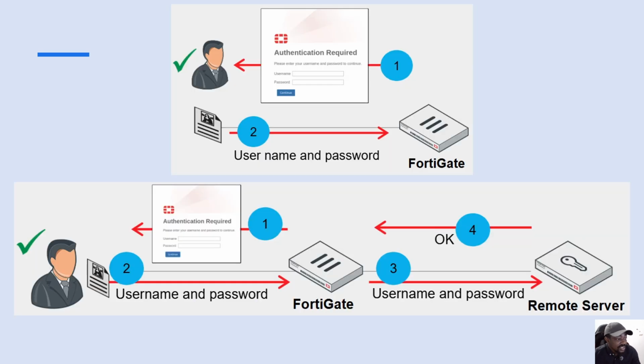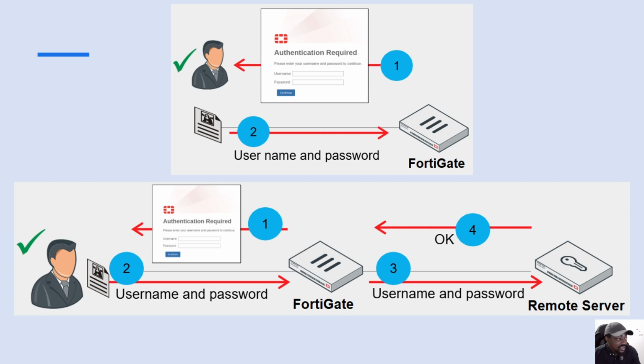So talking about authentication, as we said, for the local authentication, we have the user who sends a request to the FortiGate firewall, and the credentials are already stored on the FortiGate firewall. So the FortiGate will check if the credentials are good, then it will let the user get in.